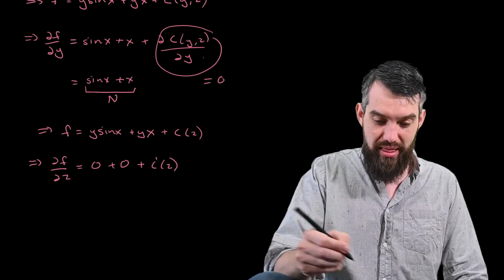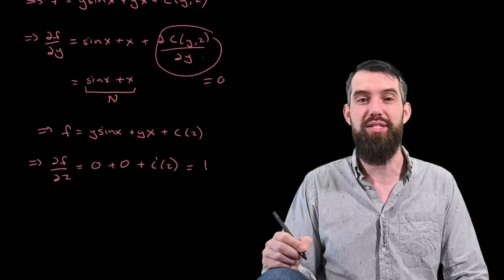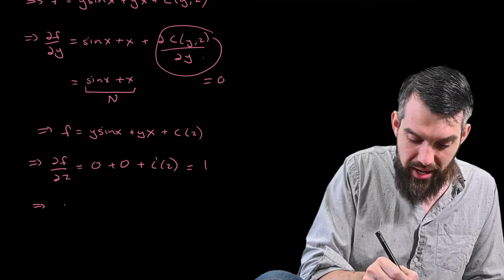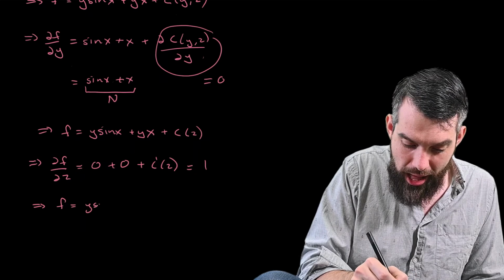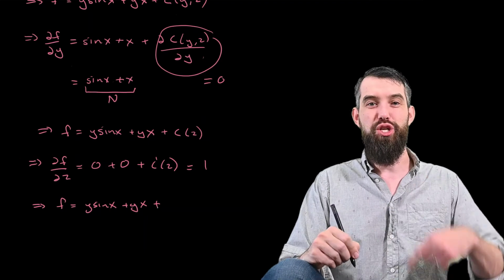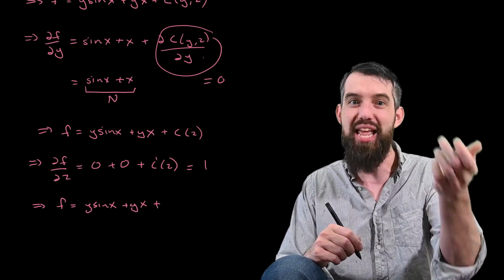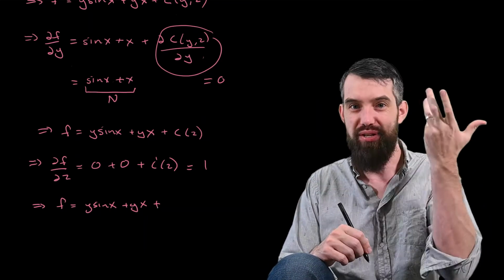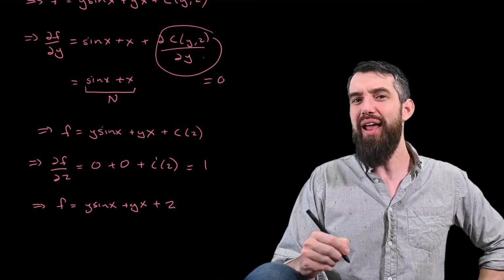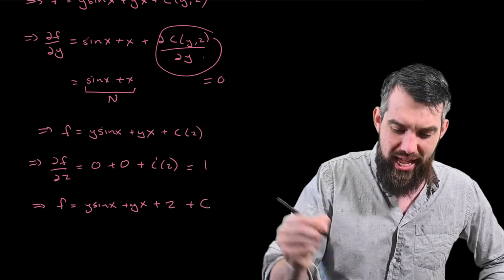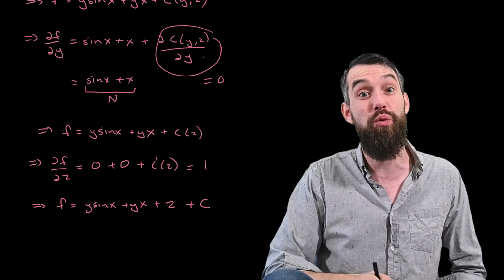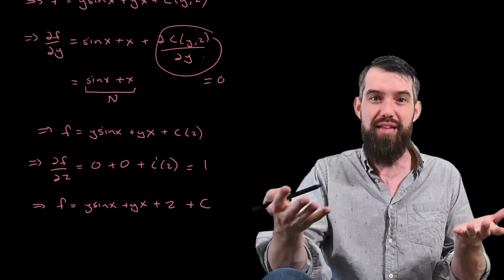So in other words, we're saying that this all has to be equal to 1. So c prime of z is equal to 1. And that now lets me write down my f is y sine of x plus y of x plus, well, if the derivative with respect to z is 1, the original c of z is just equal to z, so plus z. And then I still have the option of having a plus a random constant, and I have no way of determining what that constant is. I still have the same plus c that we always have when we're trying to integrate indefinitely.